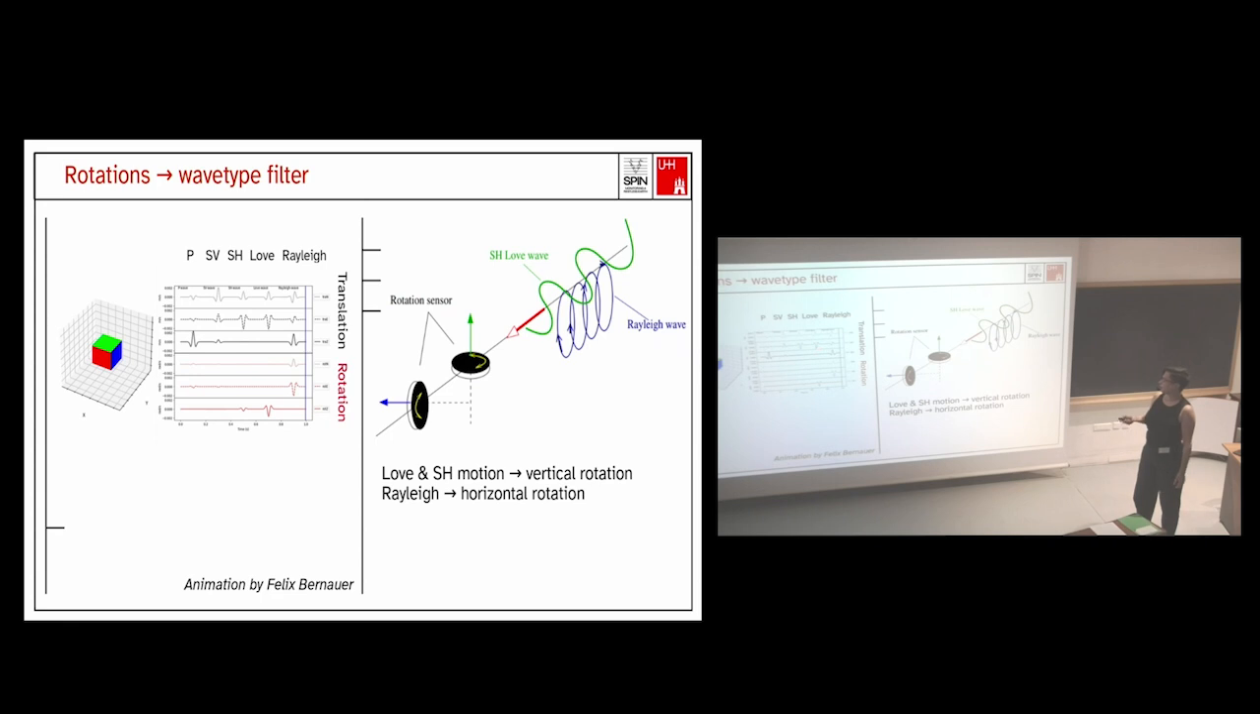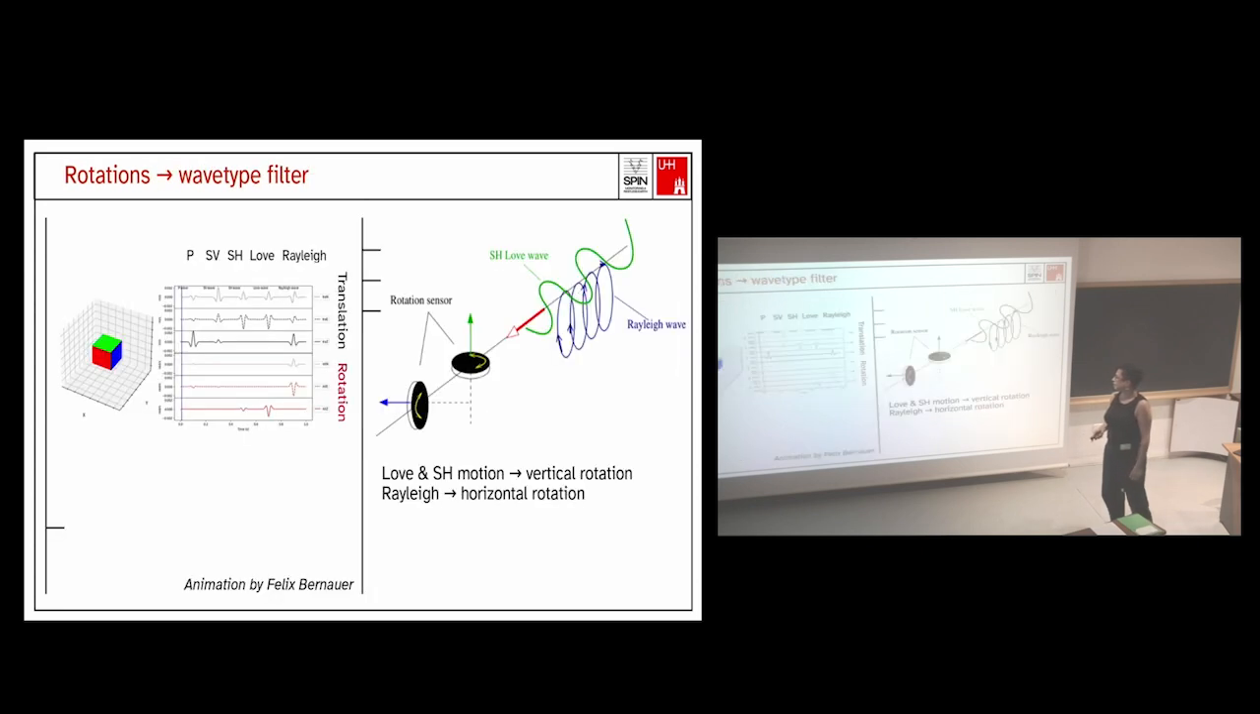And for Love waves, you would expect to have rotation around the vertical axis from this sort of horizontally polarized shear motion. And for Rayleigh waves, you have rotations around one or both horizontal axes from this retrograde elliptical motion.